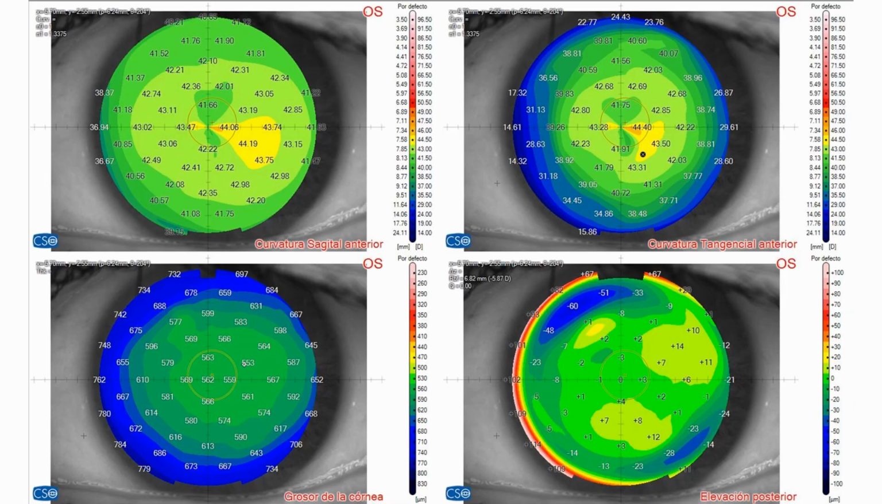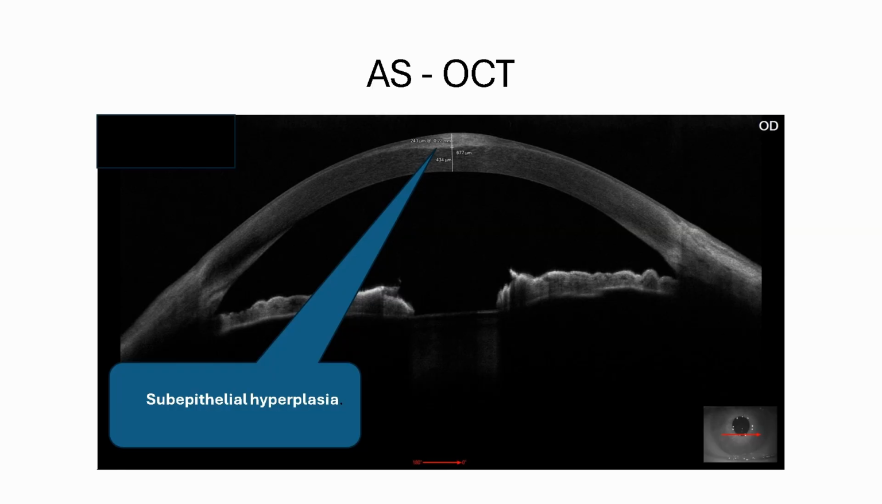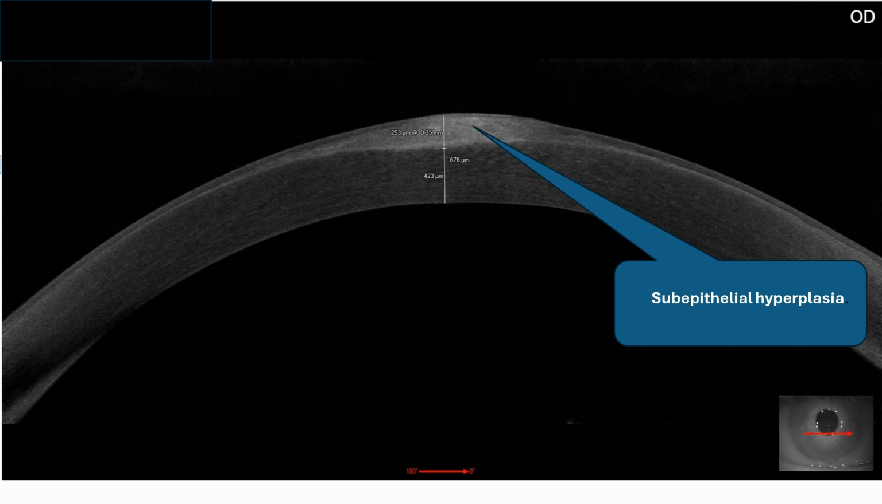Here we can see the tomography of the left eye. As you can see, there is no abnormality, and it's quite different from the right eye. Our next step in the diagnosis is performing anterior segment OCT. In the image, we can see subepithelial hyperplasia. You can notice that the epithelium is thinner above this area, while the thickness of the stroma is preserved.